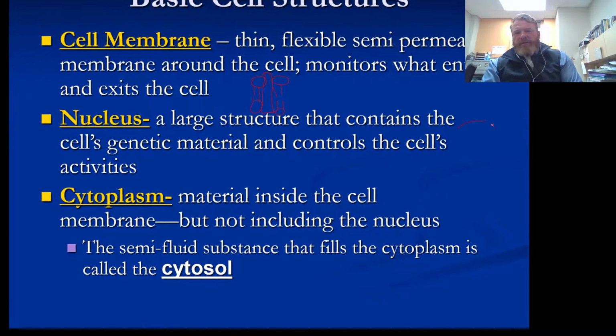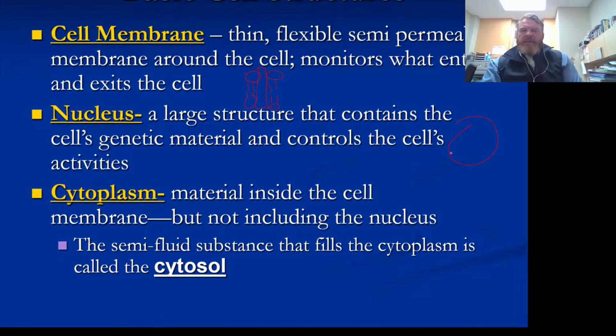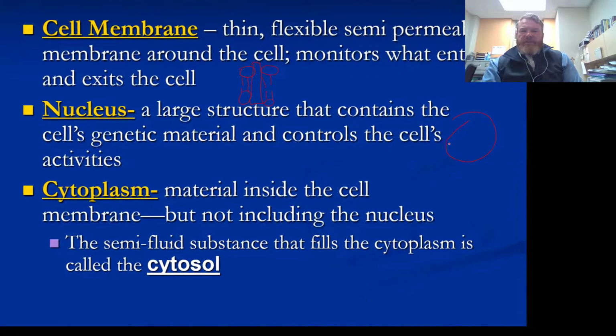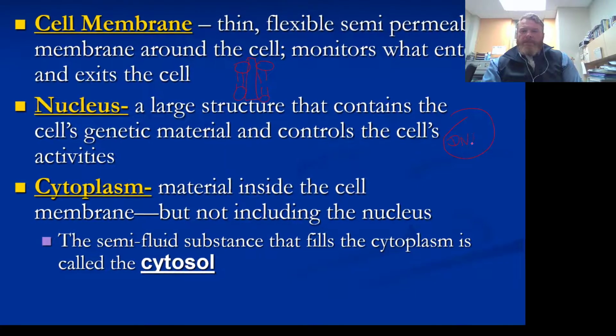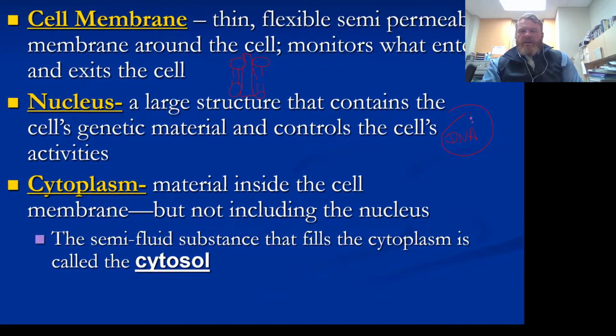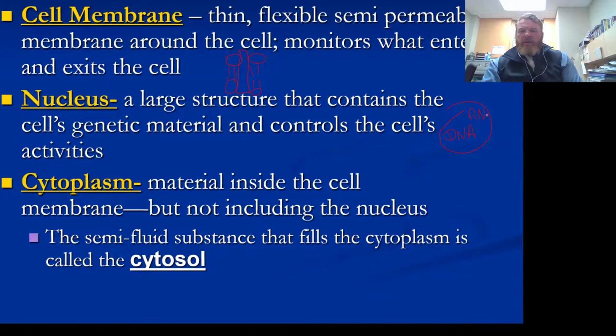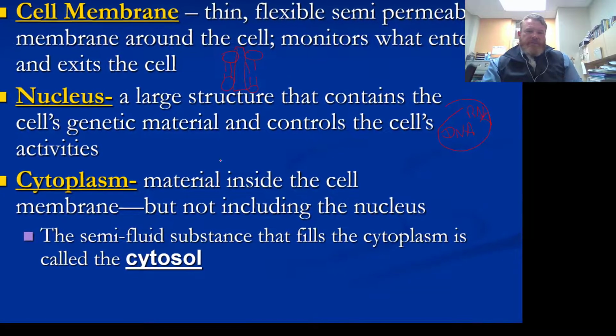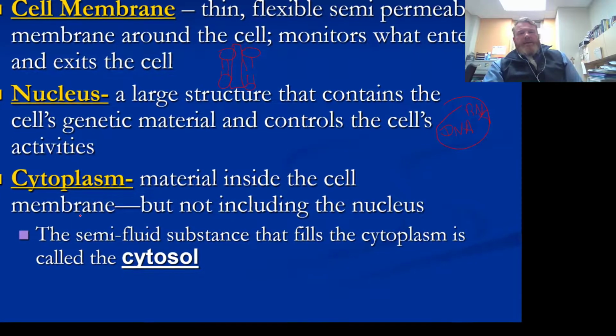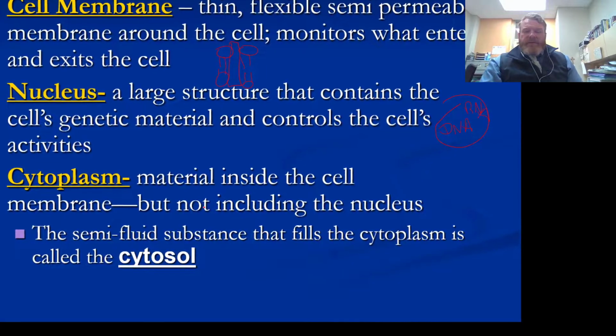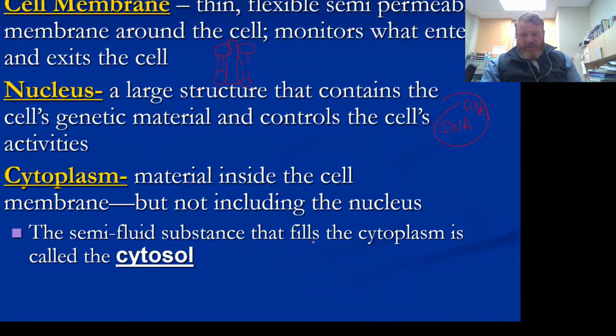Nucleus, all right, we always think about the big nucleus. It controls, it has our DNA in it, all right, and we'll send out RNA too sometimes. And then we got the cytoplasm. Cytoplasm is all that material like in and around that area.